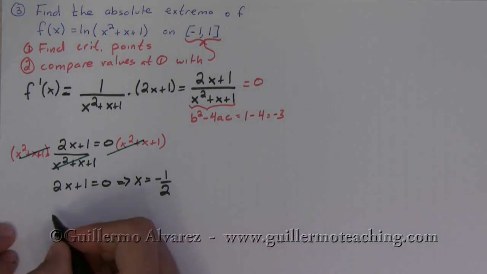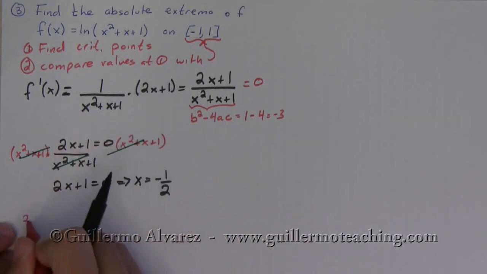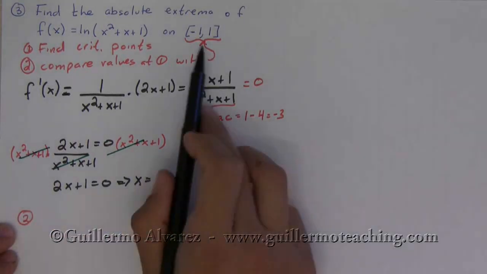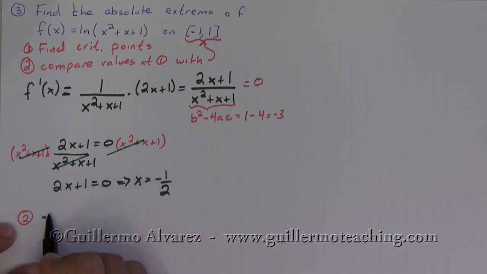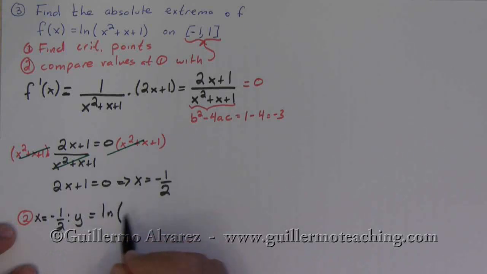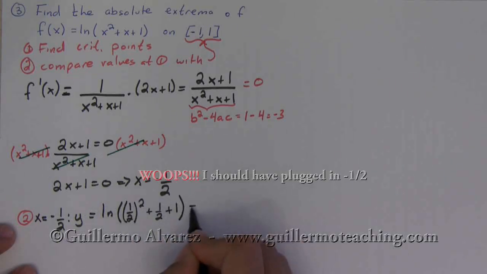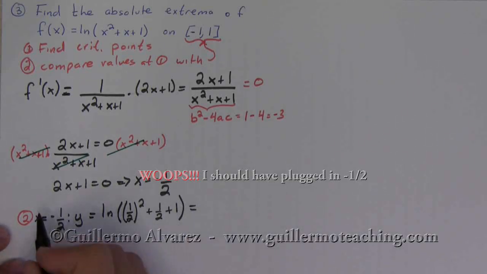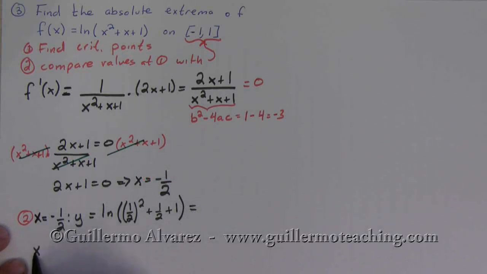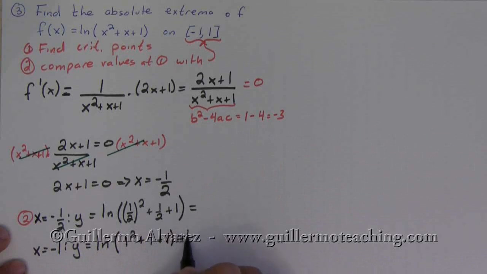And so now we're on to step 2: compare the values at the critical points with the values at the endpoints. So we're just going to plug it in. When x is equal to negative 1/2, y is going to equal the natural log of 1/2 squared plus 1/2 plus 1. And for this, we're going to have to approximate it with a calculator. So we'll leave that for a tiny bit, but we're also going to plug in our endpoints. So when x is equal to 1, y is equal to natural log of 1 squared plus 1 plus 1. So this is natural log of 3.